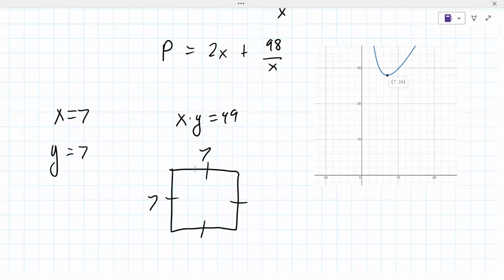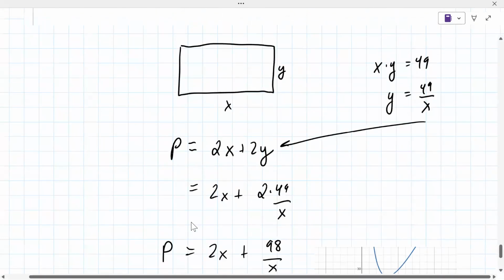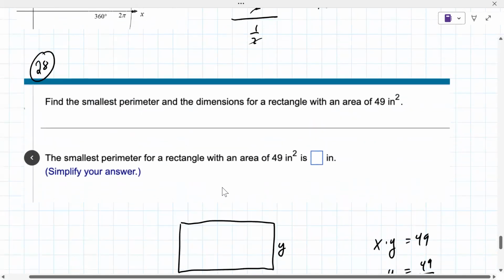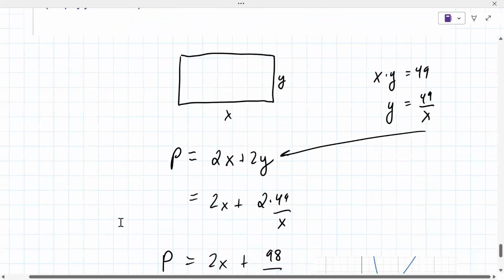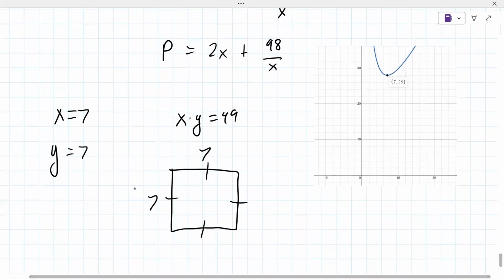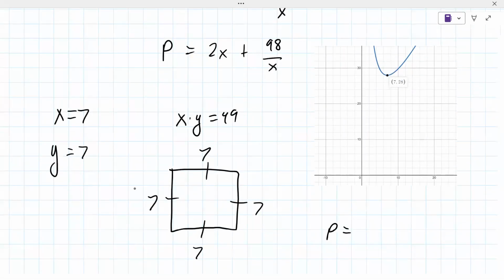So the shortcut to these problems is that they're often squares. If it's a rectangle, it's a square. That's not the answer, but it's something to think about. You shouldn't be surprised when you get the same numbers. So the perimeter of this is 4 times 7, which is 28.